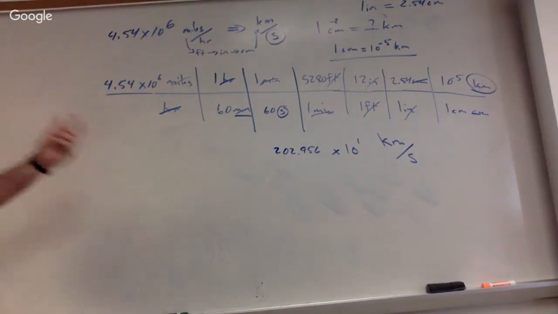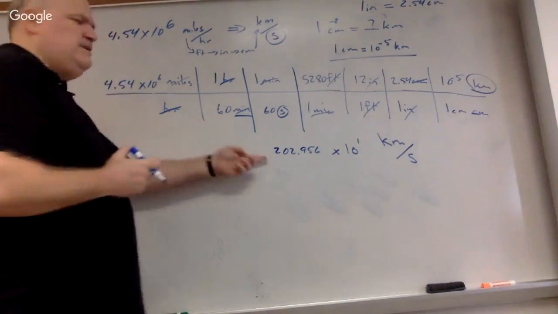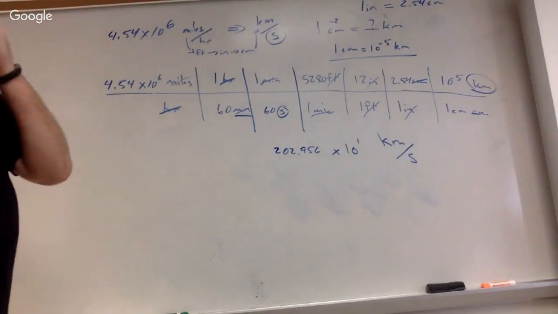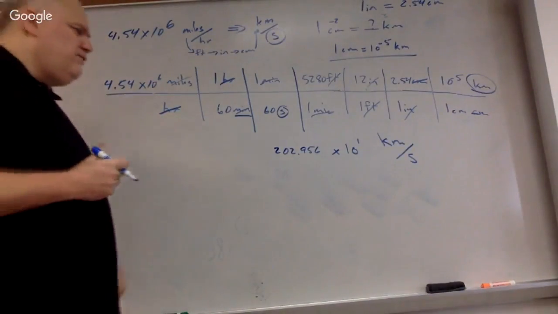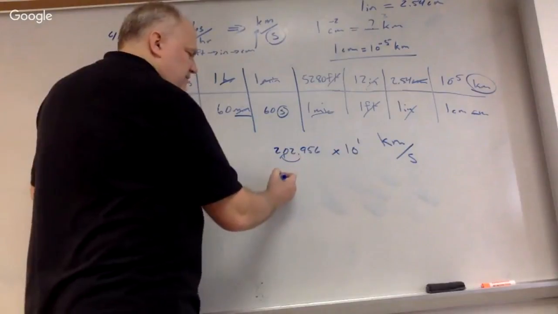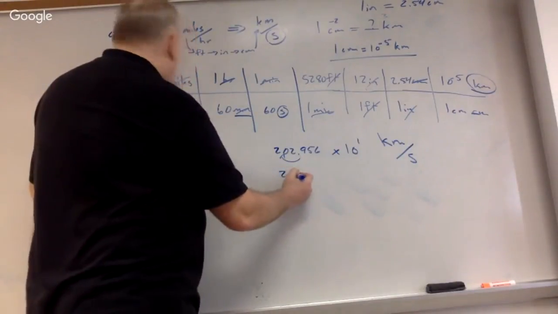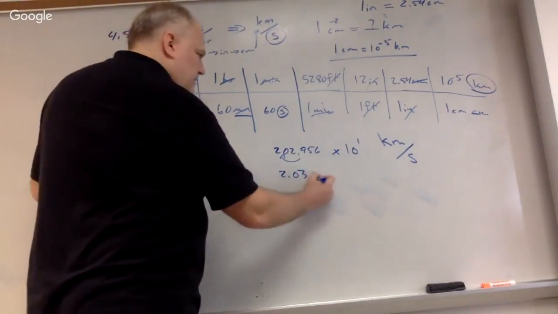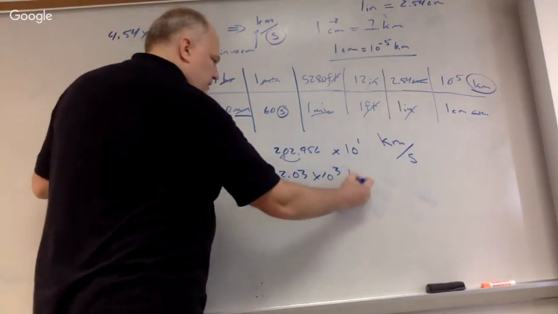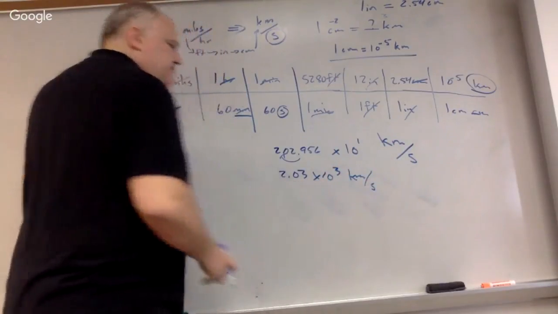202.956. Feels as though we have a little bit too many significant figures, and not in good form. So shouldn't we slide this over 2 places to the left and go 2.03 times 10 to the 3rd kilometers per second? I have a question. Okay.